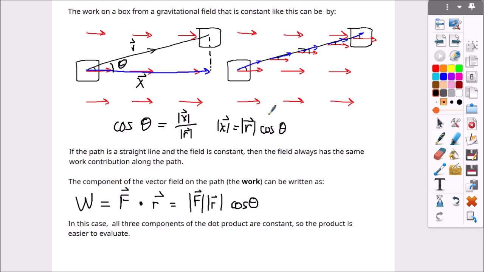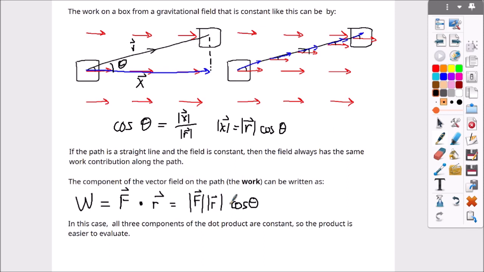And if you don't remember, you can go watch 1.1. The force dot product with the radius is equal to the magnitude of force times the magnitude of the radius times the cosine of the angle in between them. So that's why we get this r cosine theta right here. So it's the force times r cosine theta. Now in this case, they're all constant, so the product is just the magnitude of force times the magnitude of radius times cosine theta.